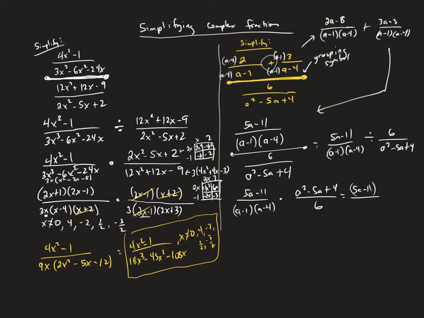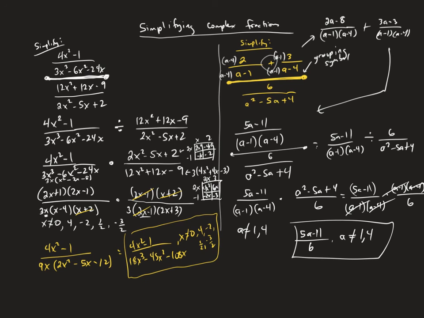5a minus 11 doesn't factor anymore. We've already factored the a minus 1 times a minus 4. 6 is there. And then we have a squared minus 5a plus 4, which factors into a minus 1 times a minus 4. We write our excluded values. A can't equal 1 or 4. Then we cancel. And then our answer would be 5a minus 11 over 6, where a doesn't equal 1 or 4.